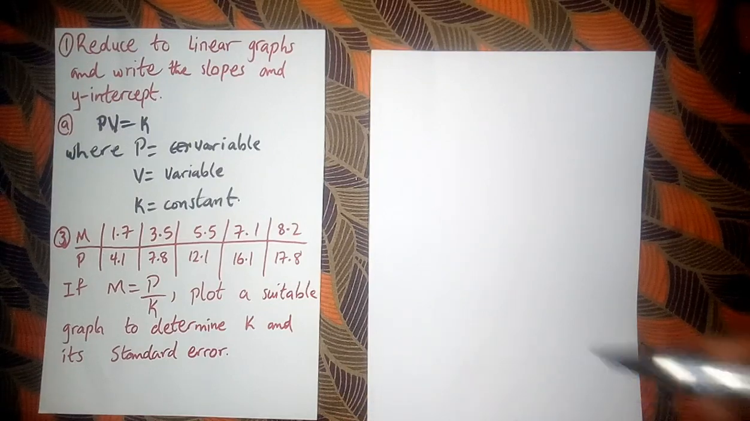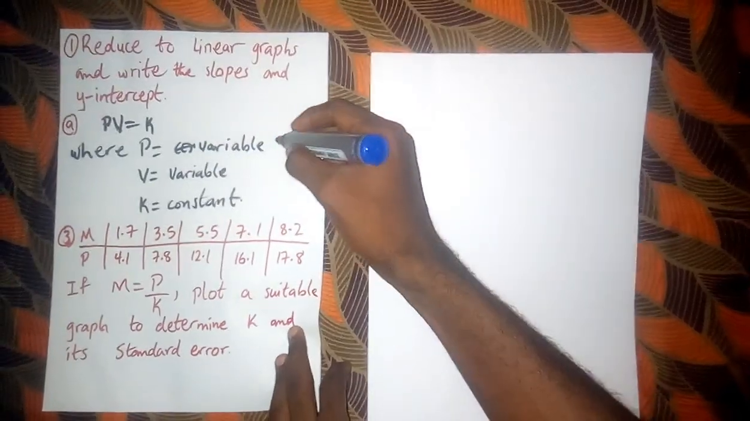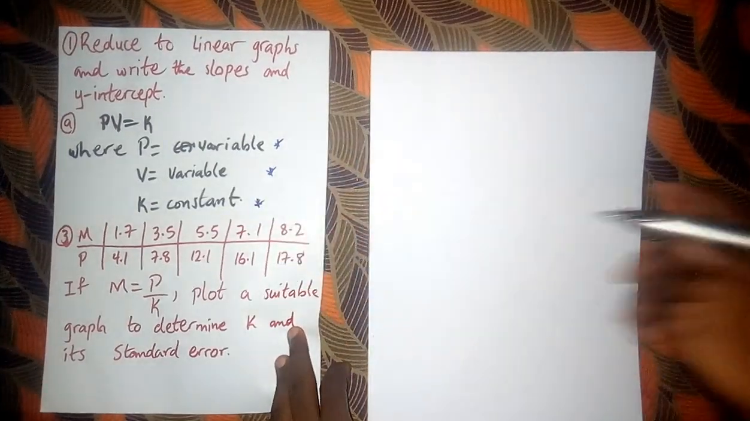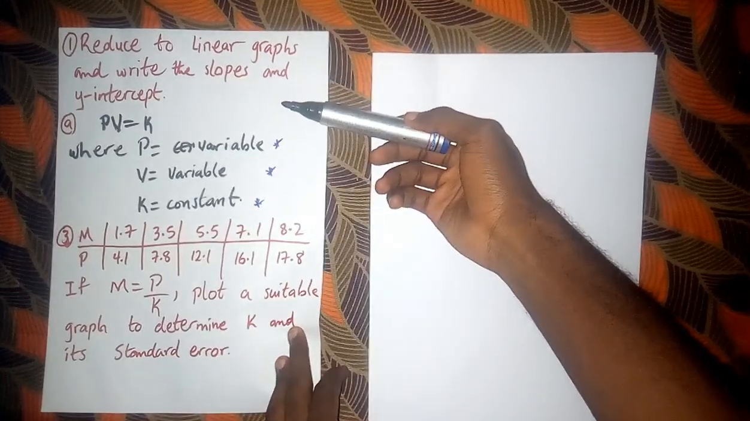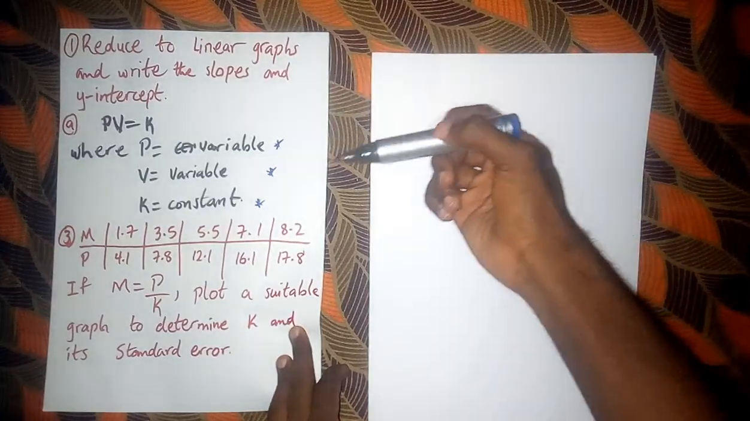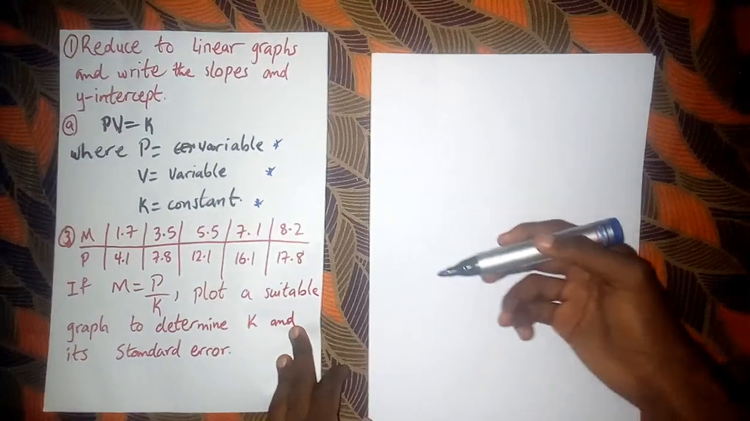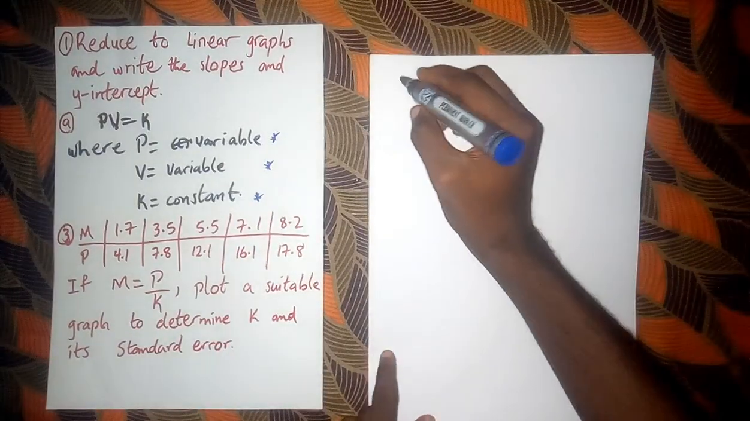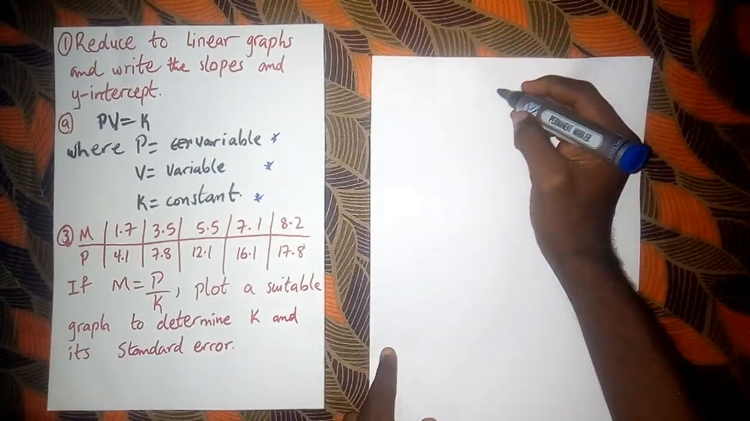So it's already given to us. So from this equation, we know that our variable P is one of our variables, and then V is also one of our variables, and then K is a constant. So the equation can be more complex than this, okay, but you should know that to reduce it to a linear equation, there will be only two variables, the rest will be constants, except in other conditions. So now PV equals K, we know this is from Boyle's law.